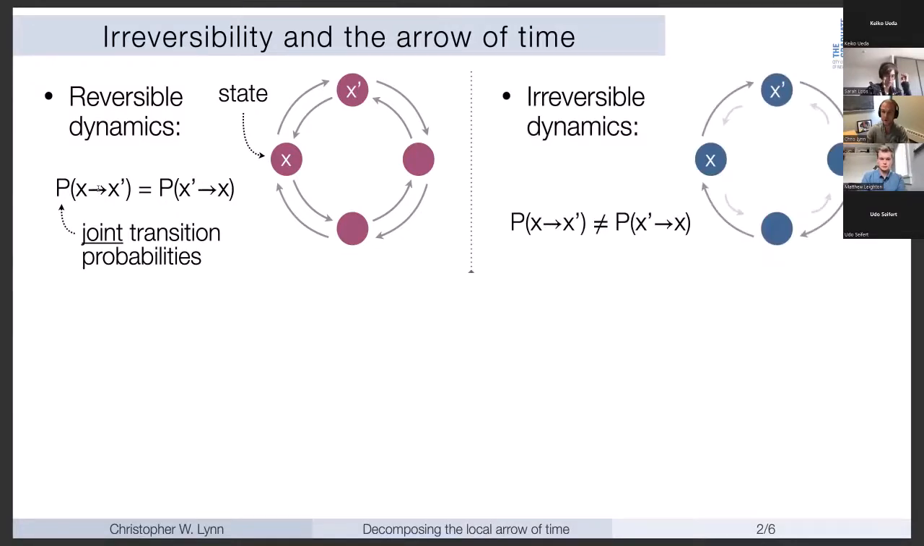Now, by contrast, if a system is irreversible, that obviously means that the system simply breaks detail balance. There's some pair of states where the probability of going from x to x prime is different from the reverse. So for example, here you can clearly see that the probability of going from x to x prime is bigger than the reverse. And so if you played the system backwards in time, you would be able to tell the difference. And so we call the system irreversible.